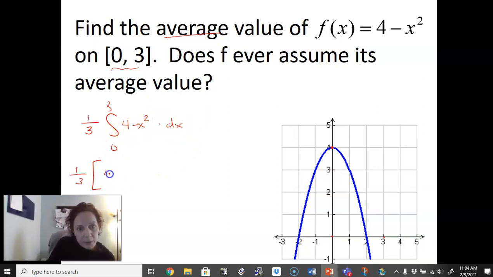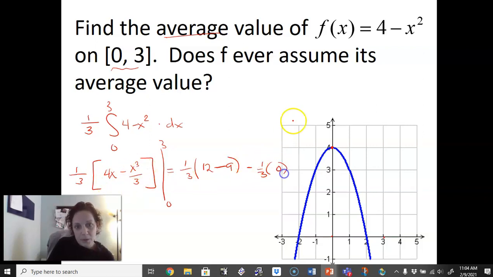So the integral of 4 is 4x. The integral of x squared is x cubed over 3. And I am evaluating that from 0 to 3. Okay, so I have 1/3 and I need to put my 3 in here. So that's 12. 3 cubed is 27, divided by 3 is 9. And then minus, I have my 1/3, and when I plug a 0 into here, I just get a 0. Okay. So here I get 12 minus 9 is 3, 1/3 of that, I just get a 1.